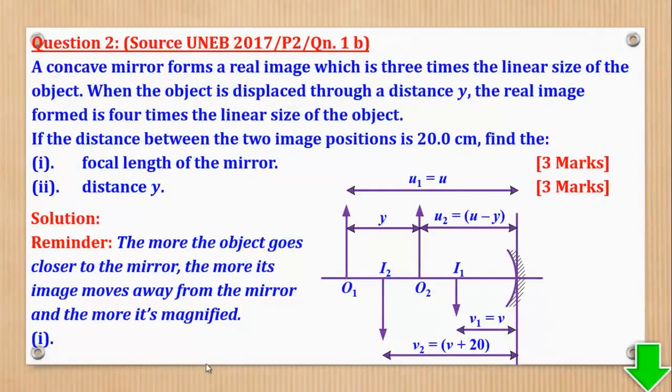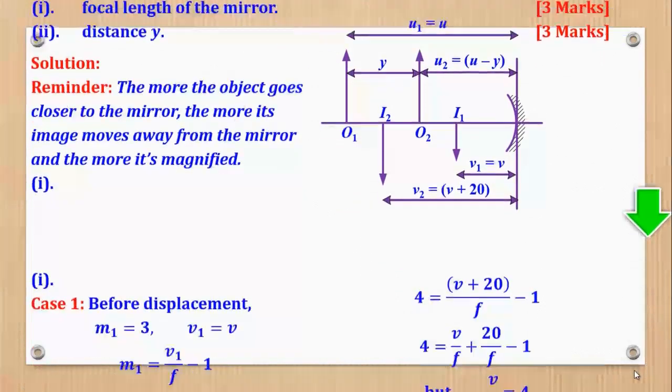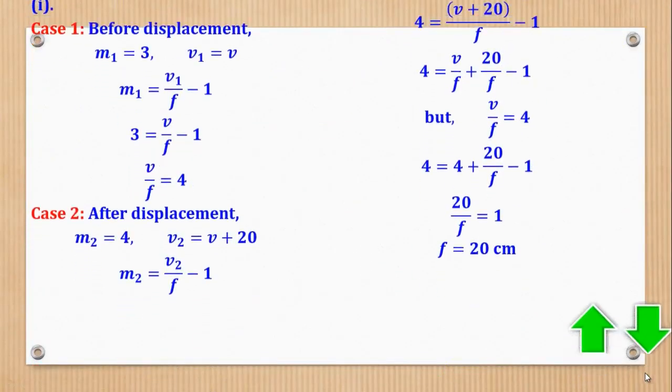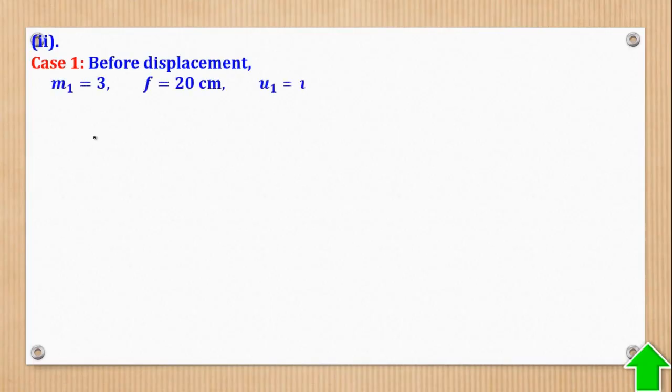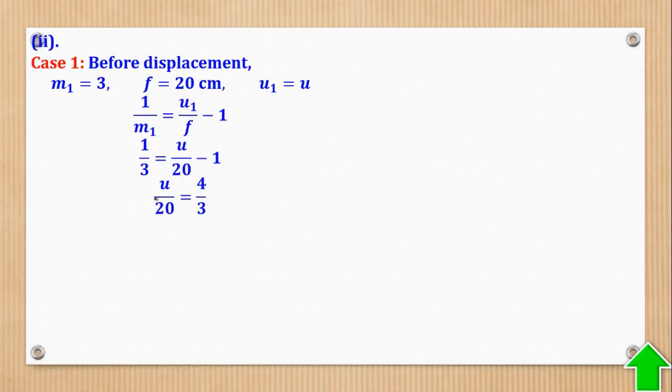Then Roman 2, the distance y, the one this distance. So before displacement, that is what we have, and therefore 1 over m is equal to u over f minus 1. Then substitute and simplify. So u over 20 is 4 over 3, meaning that u is 26.667.